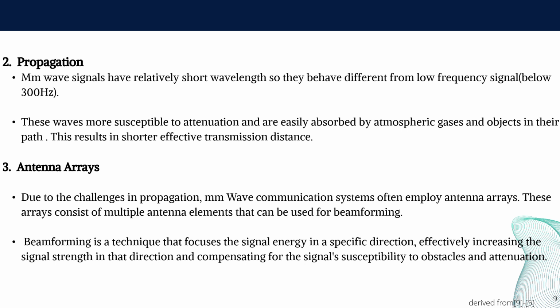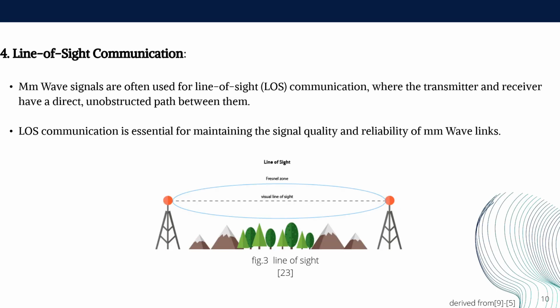Third one is antenna arrays. Due to challenges in the propagation, millimeter wave communication systems often employ antenna arrays. Antenna arrays means that there is a group of antennas connected together. These antenna arrays are mainly used for beamforming purposes. Beamforming is the technique that focuses the signal energy in a specific direction, effectively increasing the signal strength and quality in that direction, and also compensating for the signal susceptibility to obstacles and attenuation.